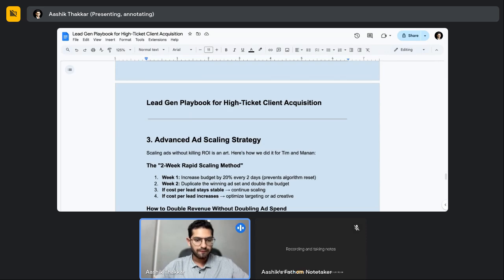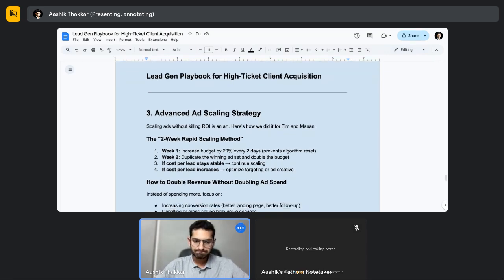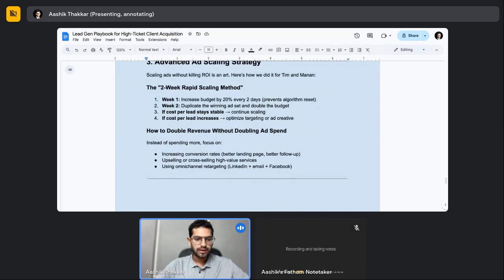Okay, now how to double revenues without doubling ad spend. Instead of spending more, focus on increasing conversion rates. Install Microsoft Clarity on your landing page. It is a heat map for you. What it will do is show you hot spots on your website. It will literally show you with colors, red being the most hot area, where people are spending more and more time. That is what you must do, which is what I always do for my clients, and it helps us optimize landing pages in a very precise way.